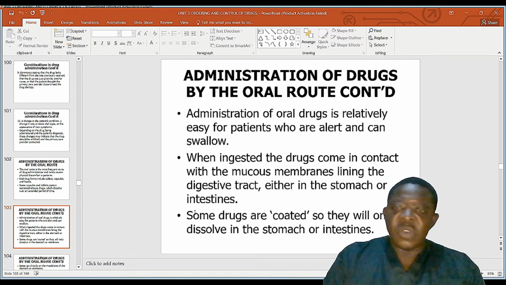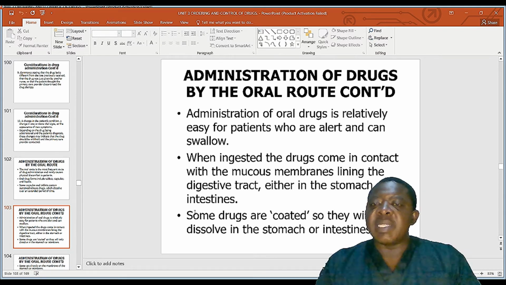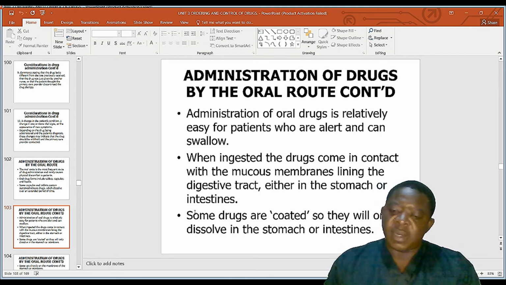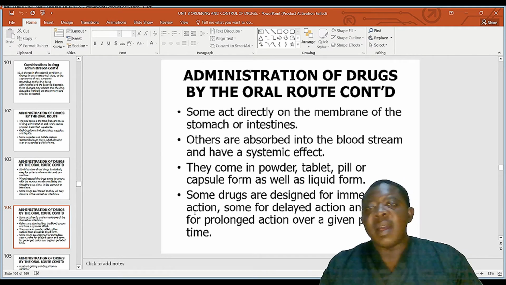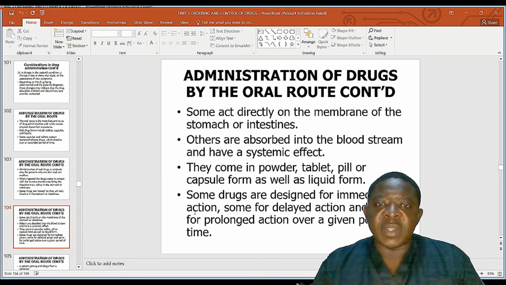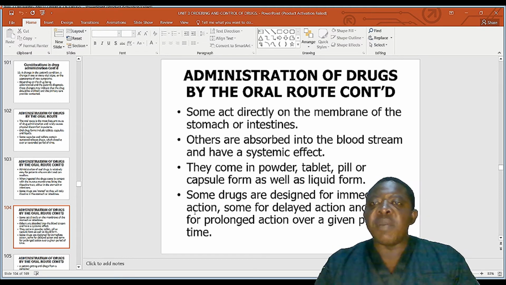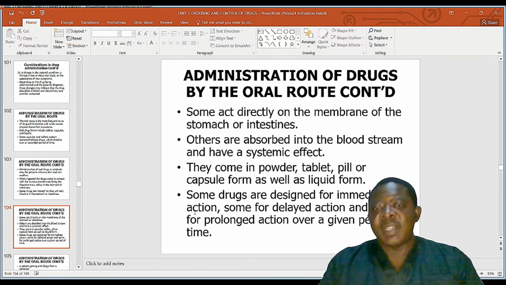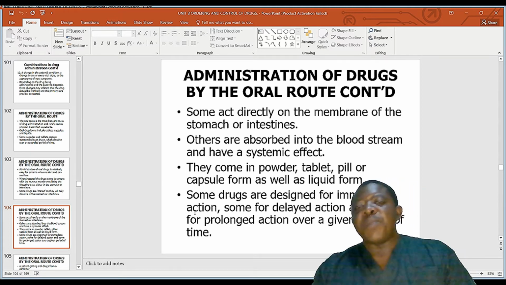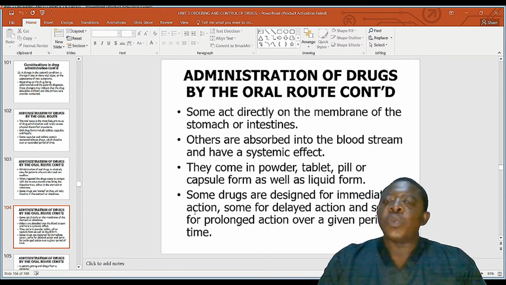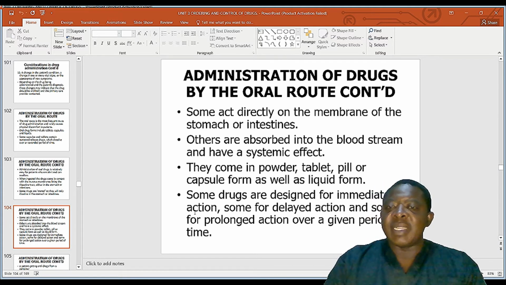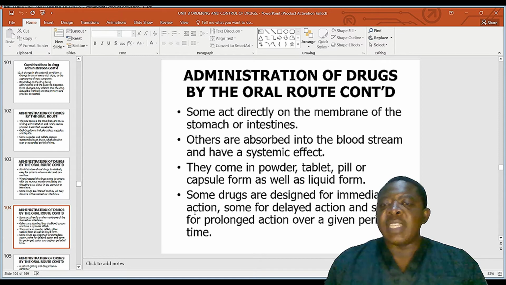When ingested, the drugs come in contact with the mucous membranes lining the digestive tract, either in the stomach or intestine. Some drugs are coated so they will only dissolve in the stomach or the intestine. Another advantage of the oral route is that some drugs act directly on the membrane of the stomach or intestine, whilst others are absorbed into the bloodstream and have a systemic effect. They come in powder, tablet, pill, or capsule form, as well as liquid form. Some drugs are designed for immediate action, some are delayed action, and some for prolonged action over a period of time.